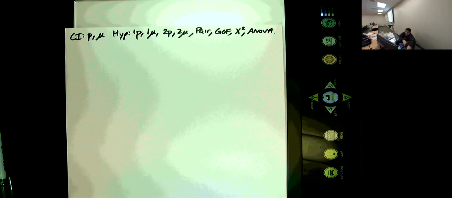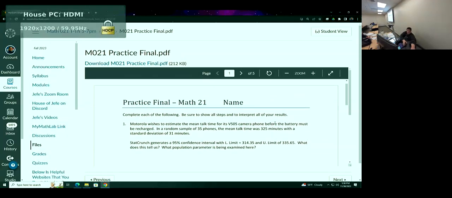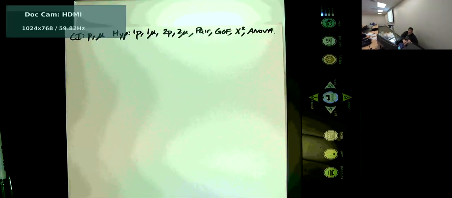Now, it's on Canvas. You can see it in the modules at the bottom. I'm not gonna have it up on the screen. So if you want to look at it, have the questions in front of you on the computer, because it's easier just to go through it.